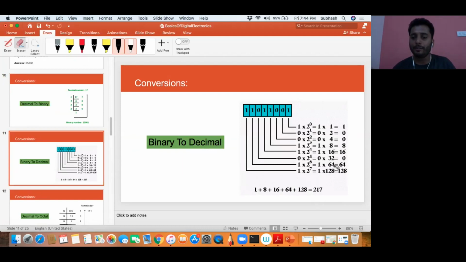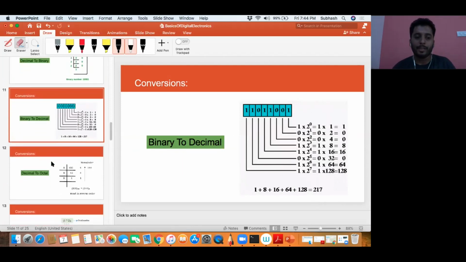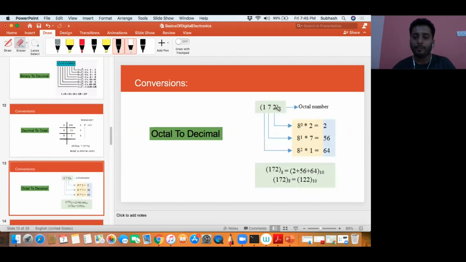So finally we get the decimal number. Similarly, we did that for octal also. We have an octal number. We did 2 into 8 power 0, 7 into 8 power 1, 1 into 8 power 2, and then we added each digit like that. So 2 plus 56 plus 64, we get the final answer.